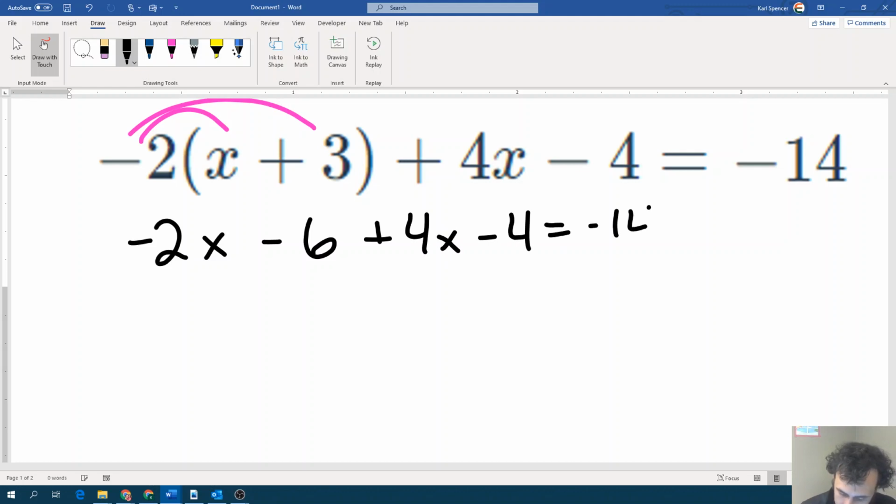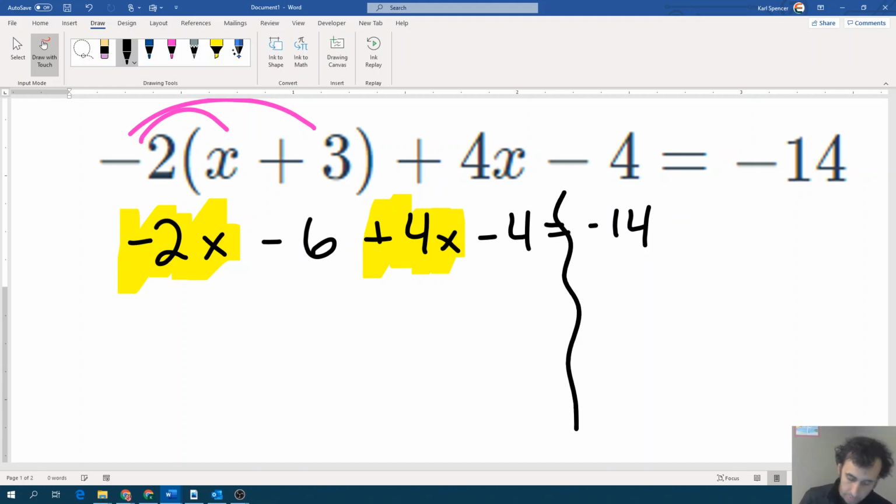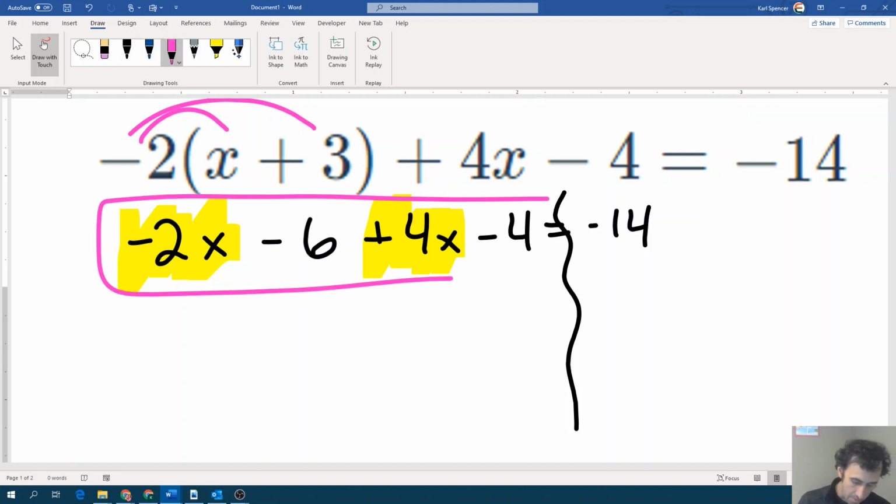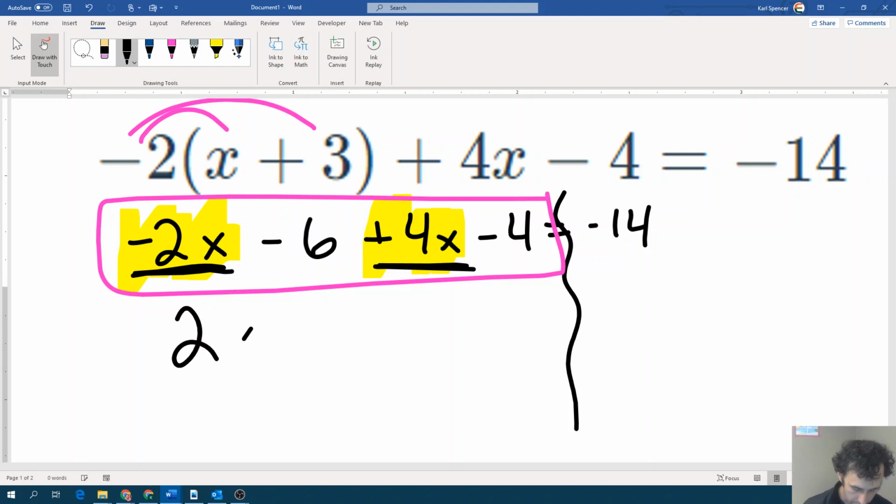Now, a common mistake that happens is how do we combine these two x terms, the negative 2x and the positive 4x? A lot of students would like to do the opposite, but those two x terms, they're on the same side of the equal sign. They're both on the left side of that equal sign. Because they're on the same side of the equal sign, we are just going to do exactly what they say. So we're going to do negative 2x plus 4x. Negative 2 plus 4 is a 2x.